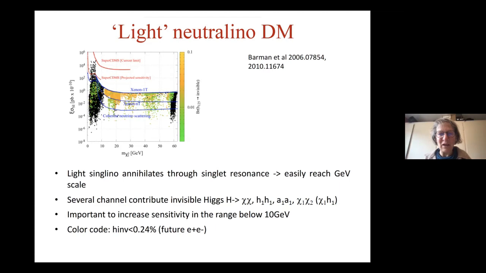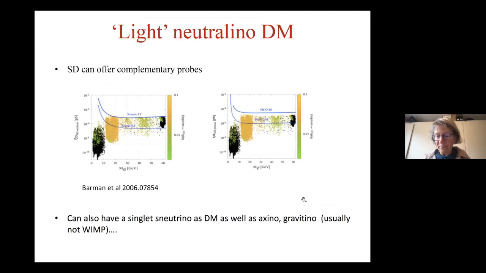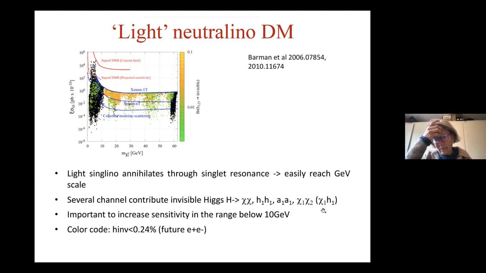I wanted to make the point that if you start to add many new particles at low scale, such as the singlino, you need a singlet Higgs with a mass close to twice the mass of the singlino. It's either the scalar or the pseudoscalar. Then you have a lot of new states that contribute to the invisible Higgs. It can decay into a singlino pair, into a light Higgs, a light pseudoscalar, maybe even sometimes into neutralino 1, neutralino 2, and you can have additional decays. I'm not sure which others are available. Anyway, the branching of the invisible Higgs therefore gives you a handle on this parameter space.